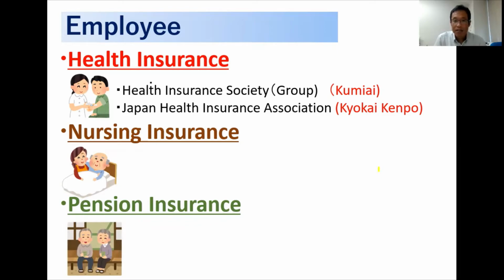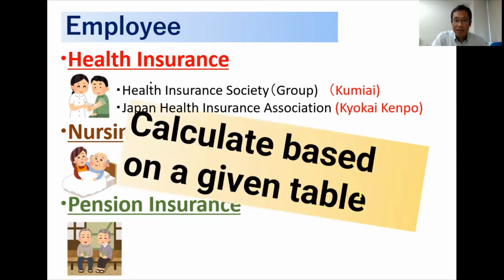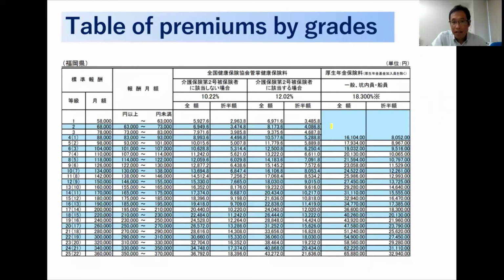These insurance premiums are calculated based on a given table. And next, here is a table of premiums by grades. This part is the most difficult to explain in English for me. It's easy to explain in Japanese. Here is a prefecture name, Fukuoka Prefecture, where I live. Premiums are slightly different in each prefecture. And around here shows the grade in light of your salary.